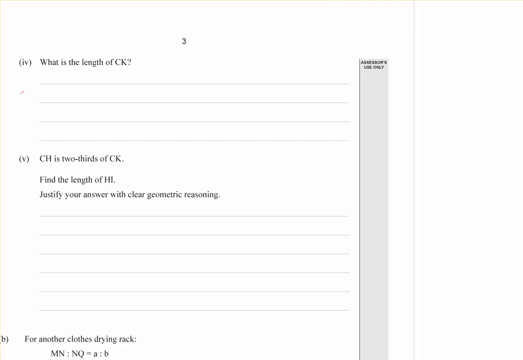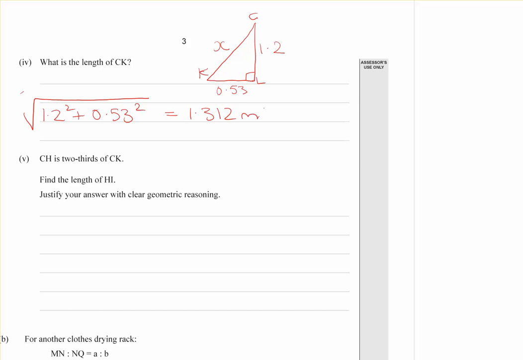Right, what is the length of CK? So you can pause, have a look back, have a look on your exam paper. CK is the slopey length actually, and if that's 1.2, and we've just shown that's 0.53, we want to find CK there. We'll use some Pythagoras' theorem, which is a different skill. We haven't used that yet. So it would be the square root of 1.2 squared plus 0.53 squared, because we're looking for the hypotenuse. Working that out, 1.312 metres. And that's CK equals that.